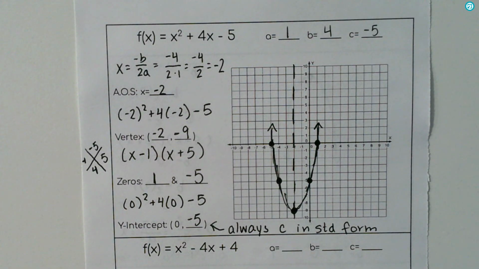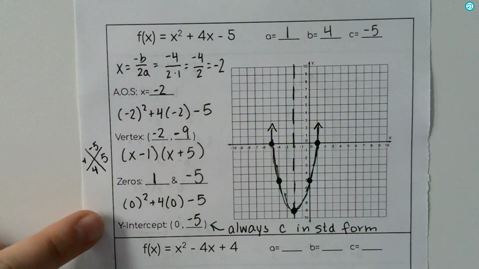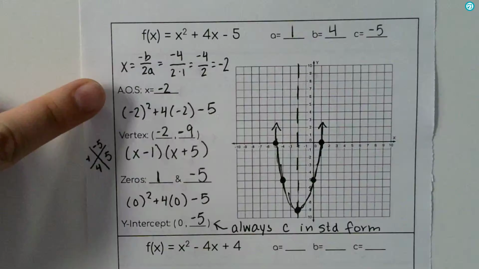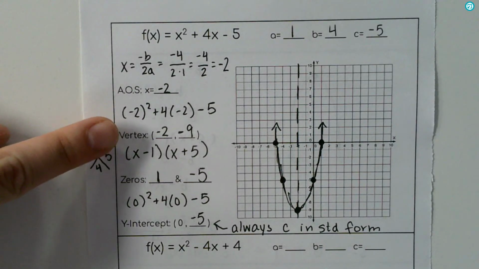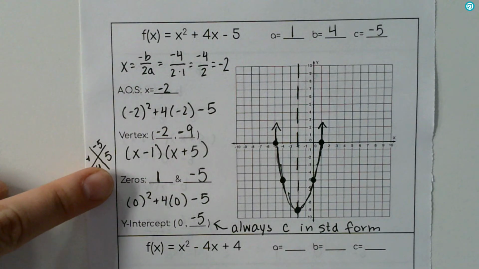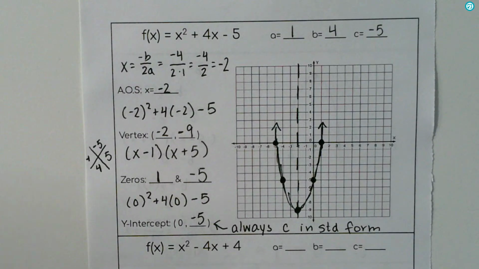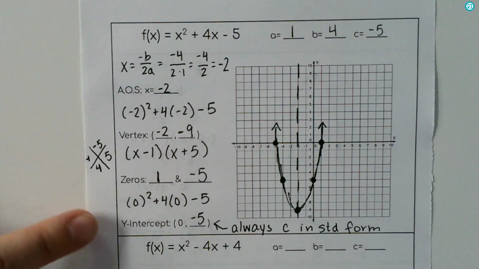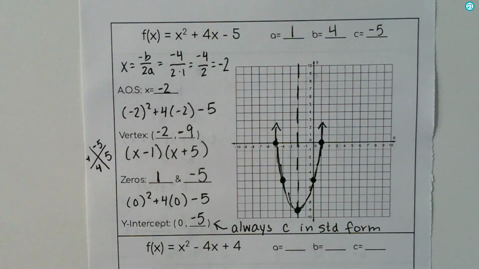Okay, any questions about that example? Okay. The only new part of today is finding your y-intercept, because you guys already knew how to find your axis of symmetry and vertex from yesterday. You already knew how to find your zeros from Unit 5 and Unit 6. We've done those twice each now. And then the only new part is your y-intercept, and it's always just C. You don't even have to do your work for that if you don't want to.